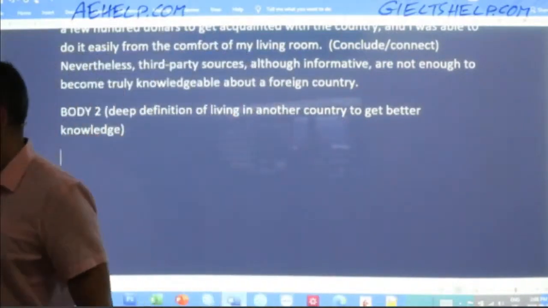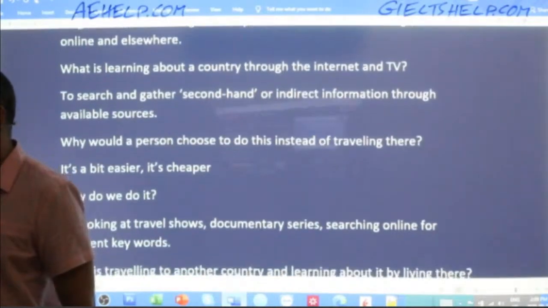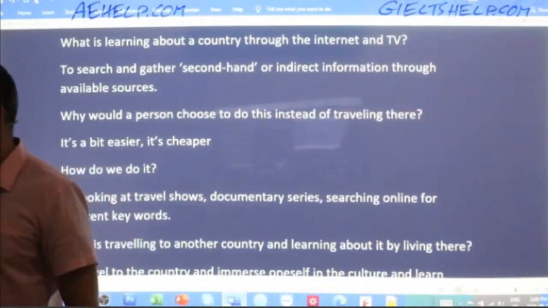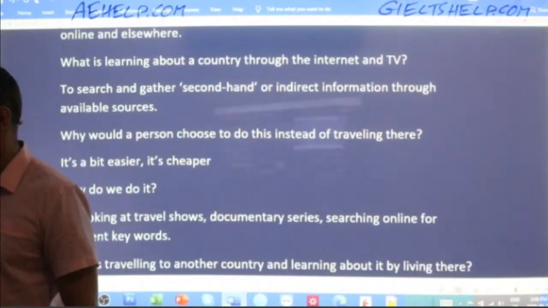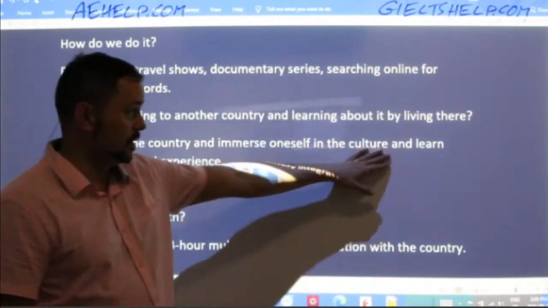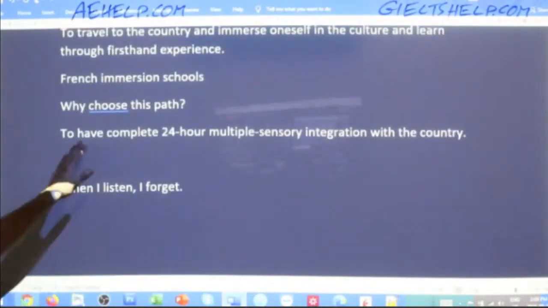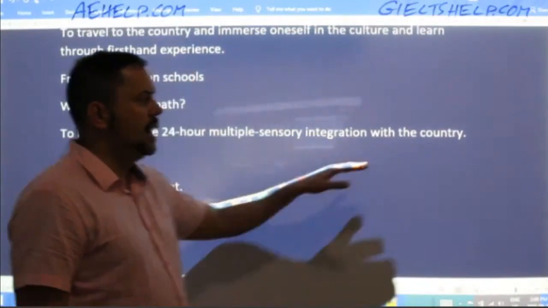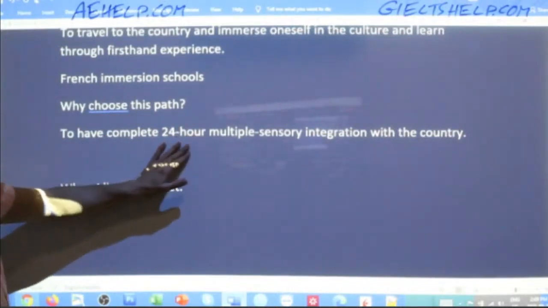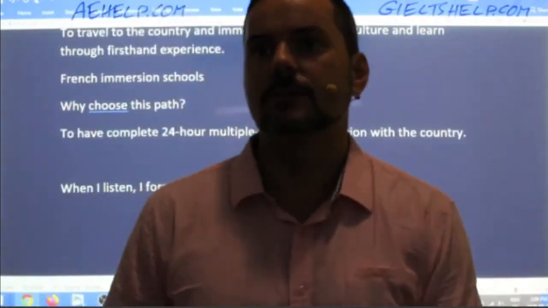All right. Again, here, just a quick tip. Don't forget your planning, right? So some of you incorporated the why into your topic sentence. It's a bit easier, a bit cheaper. Remember these what, why, hows about the controlling ideas as well. So to travel to the other country and immerse oneself in the culture and learn through first-hand experience. Remember the why? To have complete 24-hour multiple sensory integration. Now, I might not use all of this because some of this might be a little bit more suitable for the explanation, but some of this could be useful for the topic sentence as well, okay?